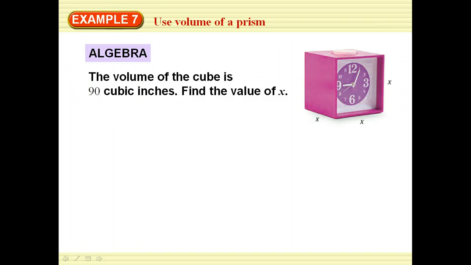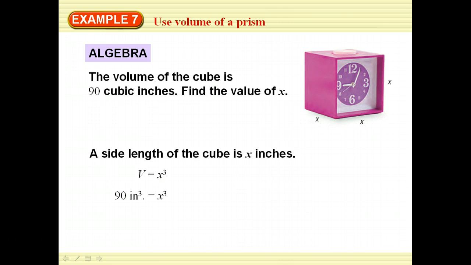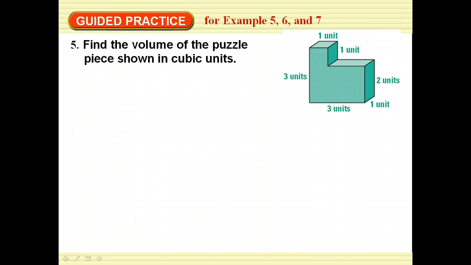Sometimes we may need to solve for the length of a side. If I've got a cube with 90 cubic inches and I want to find x, what I need to do is use my formula that the volume is x cubed, plug in my value of 90 cubic inches, and take the cube root of both sides. I get 4.48 inches. Remember, we get our cube root using our TI-83 calculator by going to the math button, and it is the 4th function down.